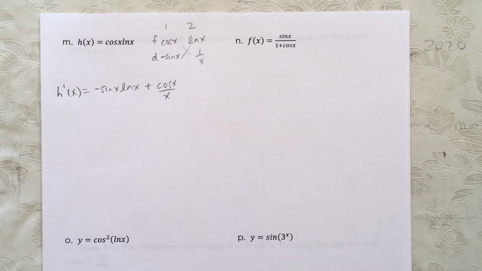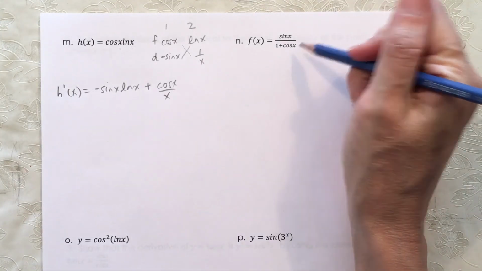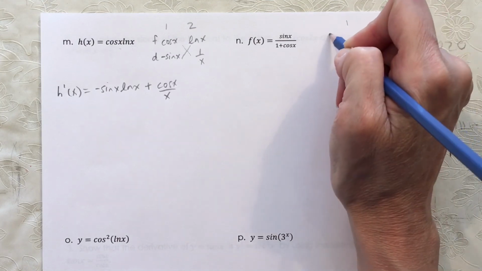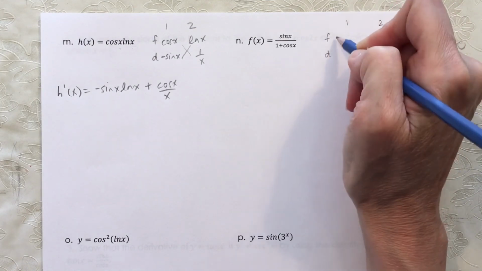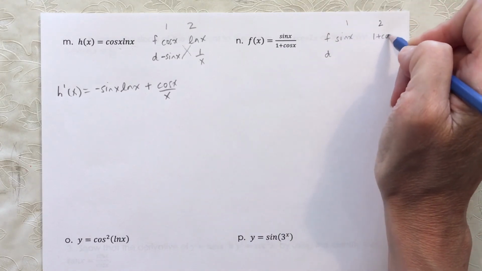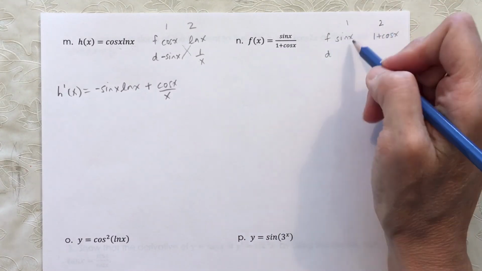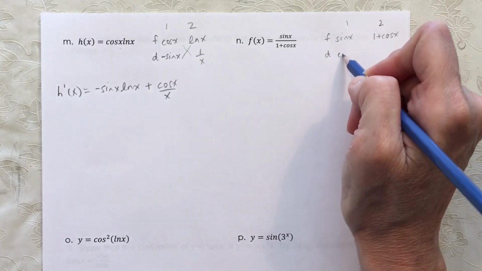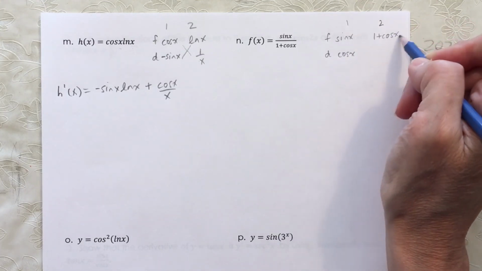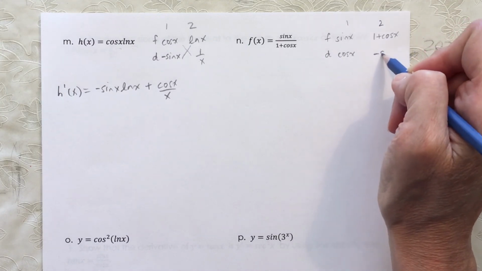The next one, we see the x in the numerator and in the denominator, so we have a quotient rule. So our first function is the sine of x, and our second function is 1 plus the cos of x. And the derivative of sine of x is cos of x. And the derivative of 1 is 0. The derivative of cos of x is negative sine of x.